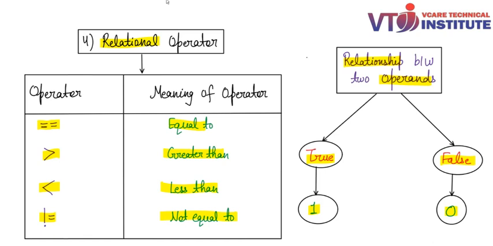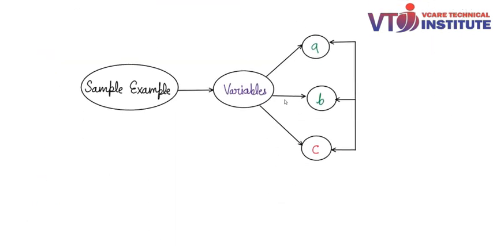Now don't worry about that, we just need to write the program and focus on our sample examples. In these sample examples, we have the variables A, B, and C, and we are just checking the relationship between them. So let's move to our compiler.